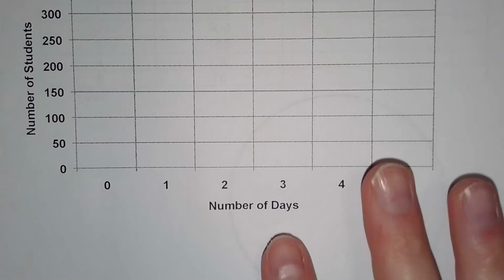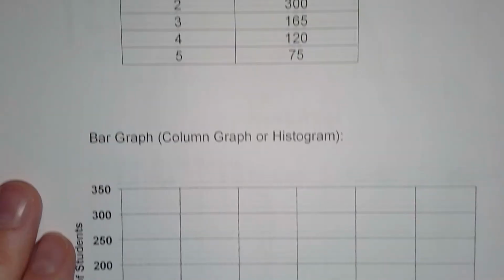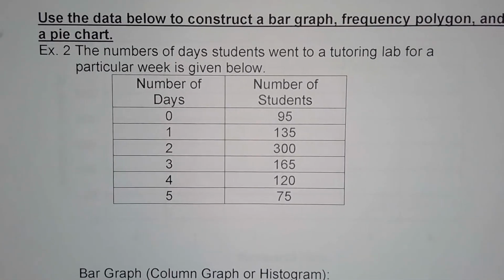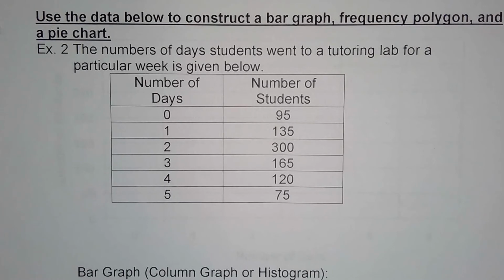Alright, let's try another example. So on this problem, we're looking at the number of days students went to a tutoring lab for a particular week. So we have 0 days, 1 day, 2 days, 3 days, 4 days, and 5 days. Again, we're going to be kind of estimating here.